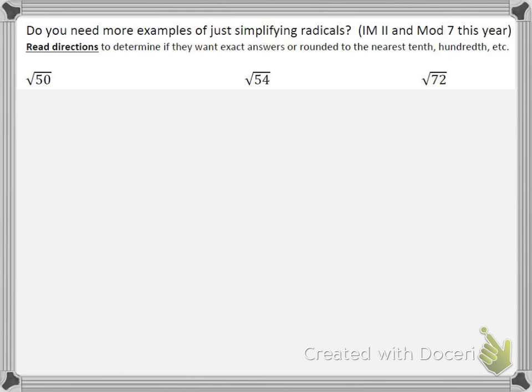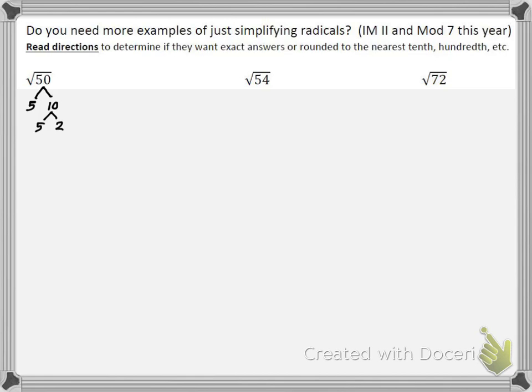My preference on how to do this is to use a factor tree. So if I start with the square root of 50, I'll say what goes into 50, and you can start with any two things that go into 50. I'm going to start with 5 and 10. Here's 5, here's 10. 10 can break down a little bit more. I'll say 5 and 2.